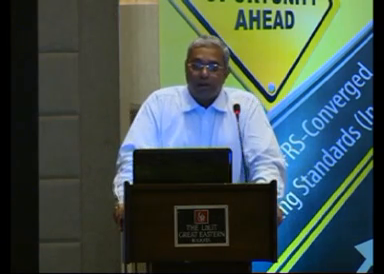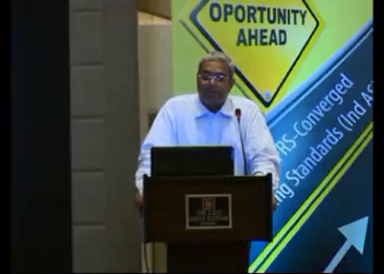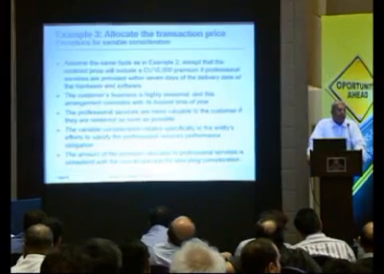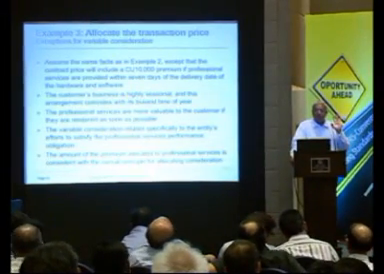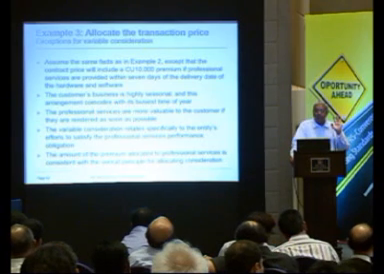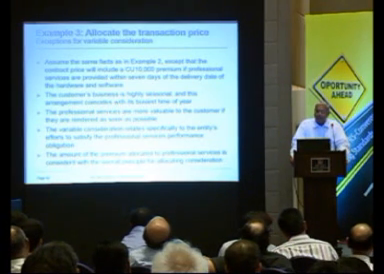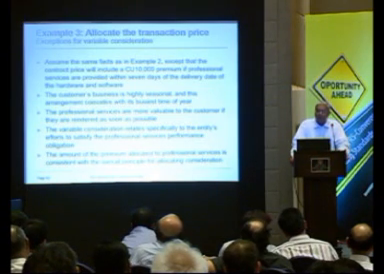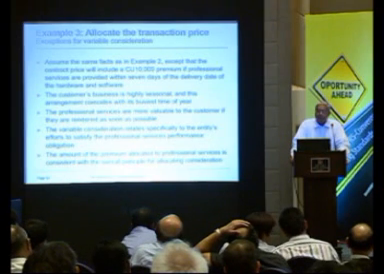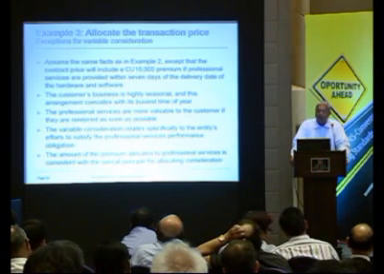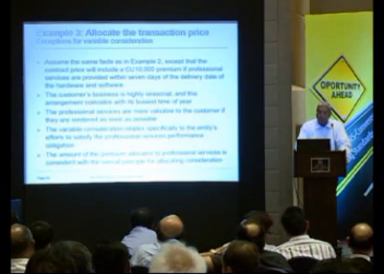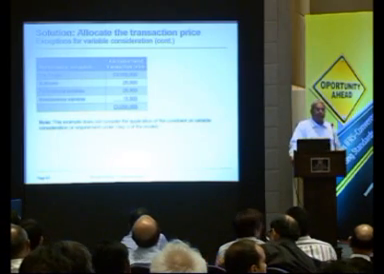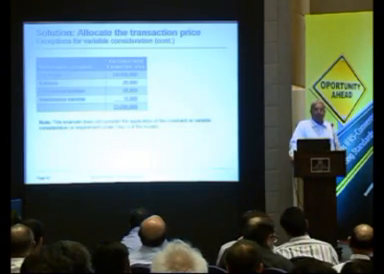Now, the professional services are more valuable to the customer if they are rendered as soon as possible, and therefore the customer is providing you with a premium of 10,000 rupees on the professional services. So assume the same fact patterns as in example 2, except that the contract price will include a 10,000 premium or variable consideration if the professional services are provided within 7 days of the delivery date of the hardware and software. So in this scheme of things where you have allocated based on the relative standalone selling prices, where are you going to allocate this 10,000 rupees?